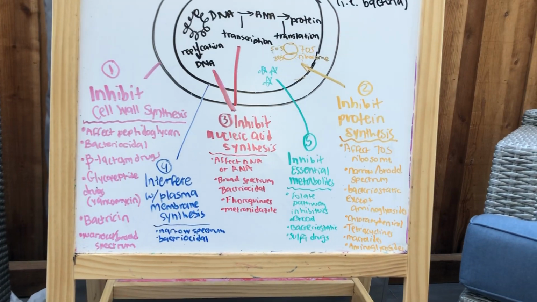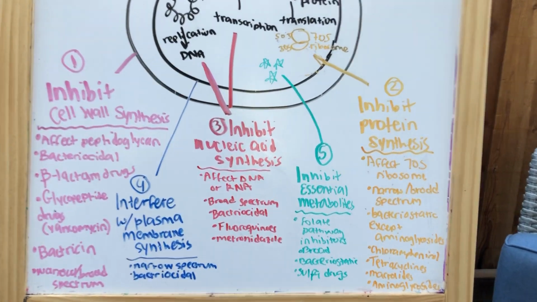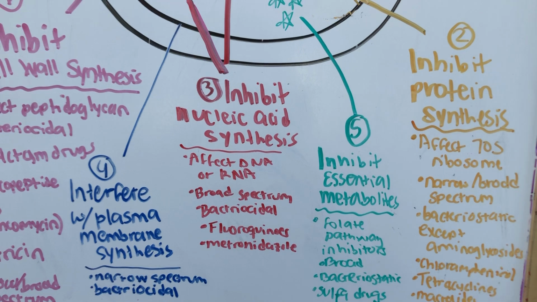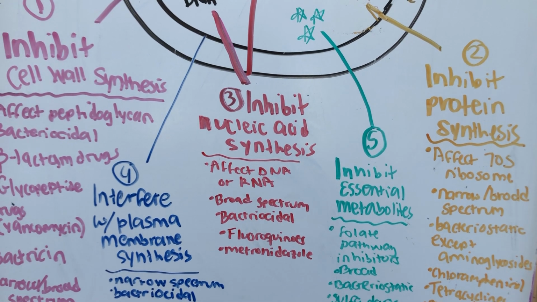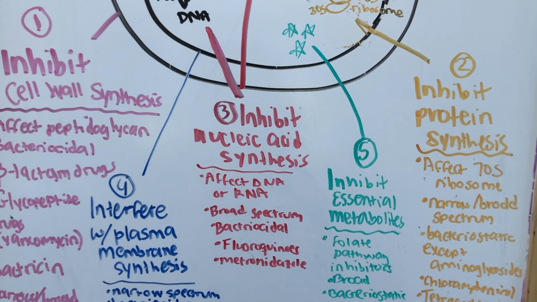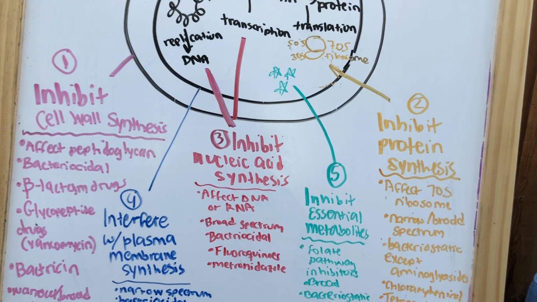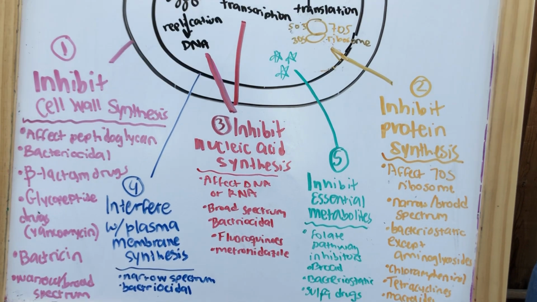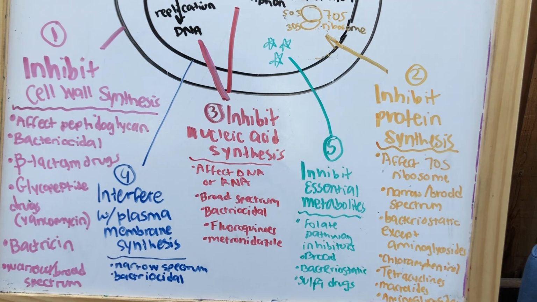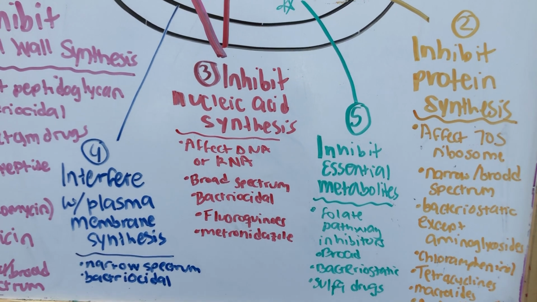Okay, another class of drugs for targeting when someone has a bacterial infection are those that inhibit nucleic acid synthesis. Nucleic acids are DNA or RNA. These drugs either affect DNA, such as DNA replication, or they affect transcription, such as the conversion of DNA to RNA, or they affect RNA, once we have that mRNA molecule made. These are broad spectrum, meaning they target many different types of bacteria.